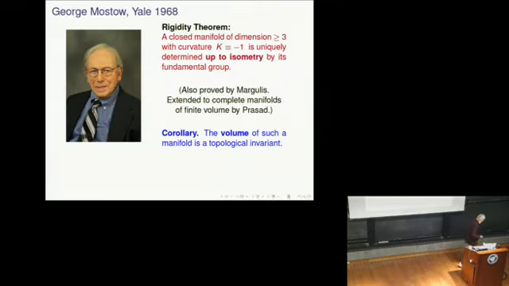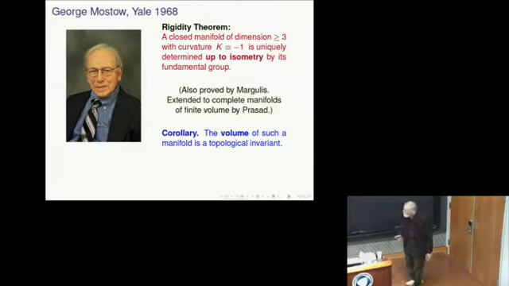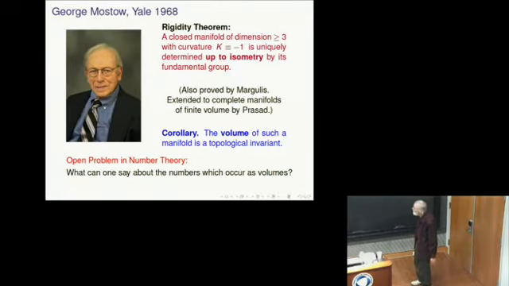And it would be very nice to understand the numbers which arise this way. But in fact, very little is known. So for example, if you're given two manifolds, and you can presumably compute their volumes, but how do you decide whether the ratio is a rational number or not? And if the ratio is rational, how do you decide whether they have a common covering space?